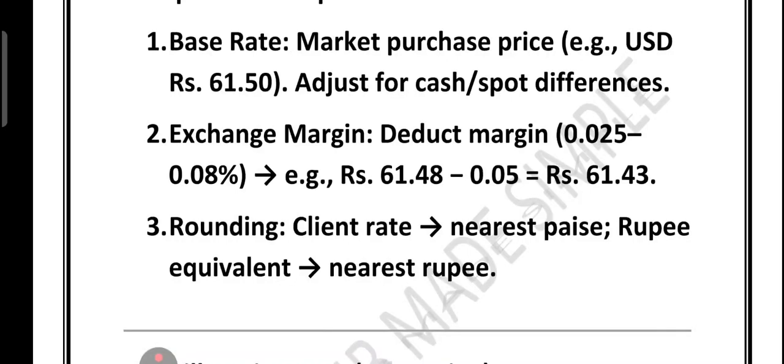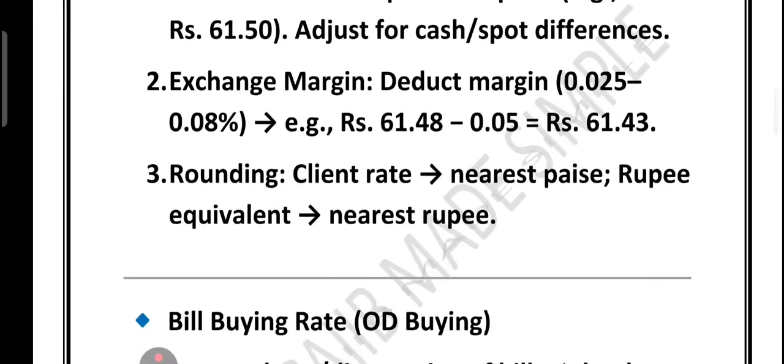We adjust for any exchange margin. What is exchange margin? It is a very tiny percentage deducted by the bank, and we round the final rate to the nearest paisa for the client. In short, we can say TT buying rate is the bank rate for crediting foreign currency to your account. So this is the simpler way to understand.